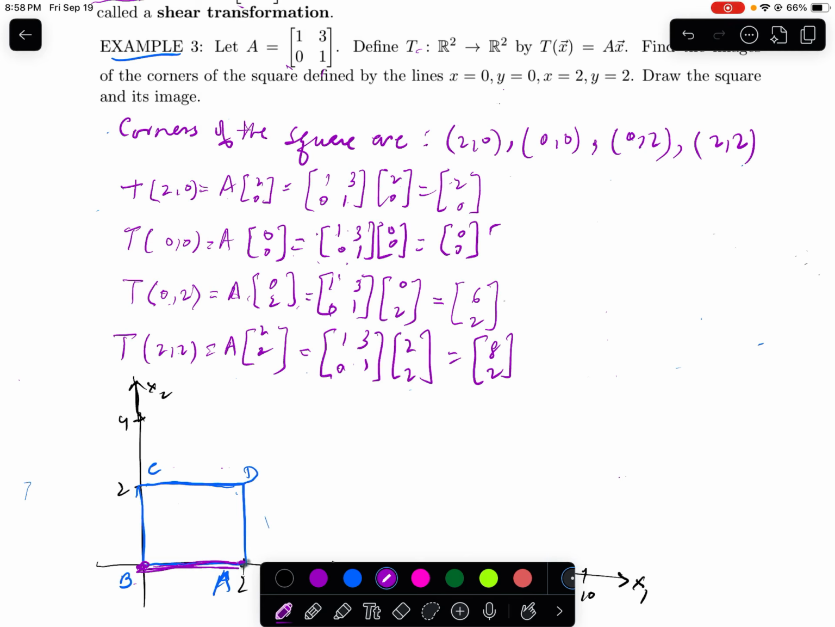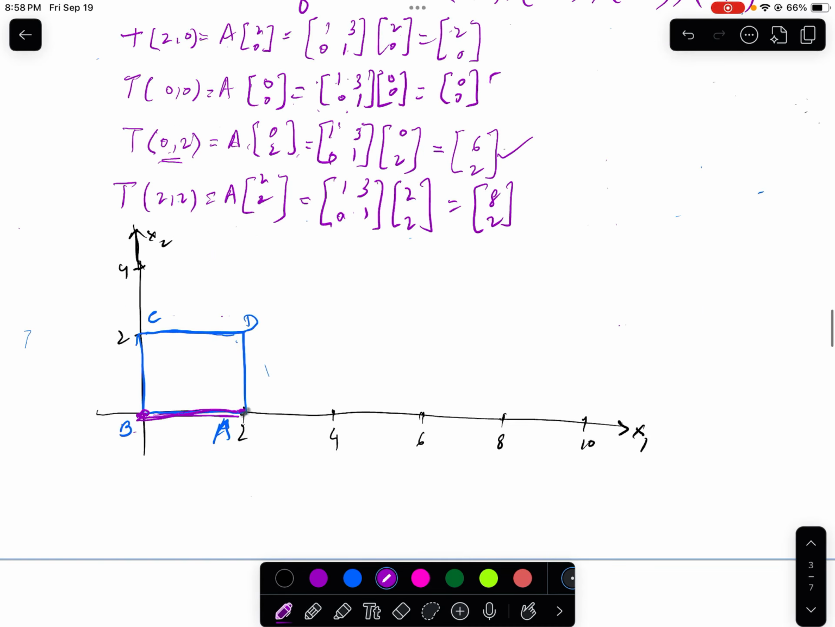Now the point 0, 2 is mapped onto 6, 2. T of 0, 2 comes out to be 6, 2. That is the C point, so let me call this C prime. Next is the point 2, 2, and we saw that 2, 2 is mapped onto 8, 2. So 8, 2 will be here. Now how do we join them? Well, this will be D prime.